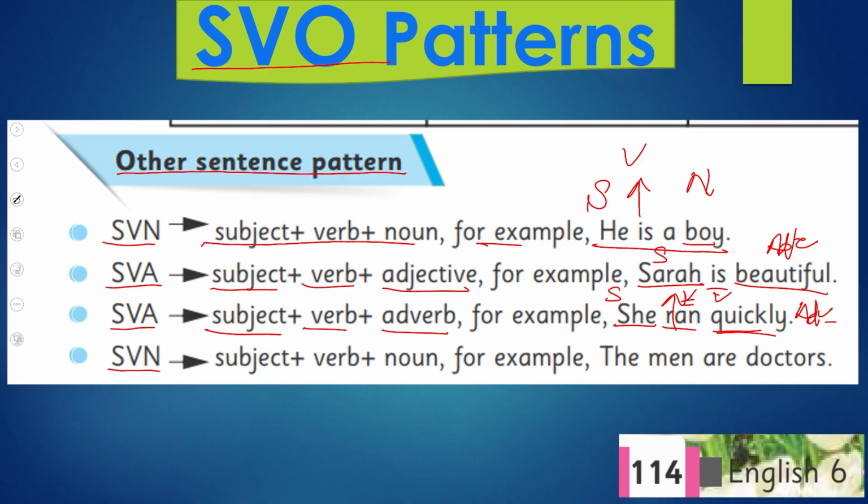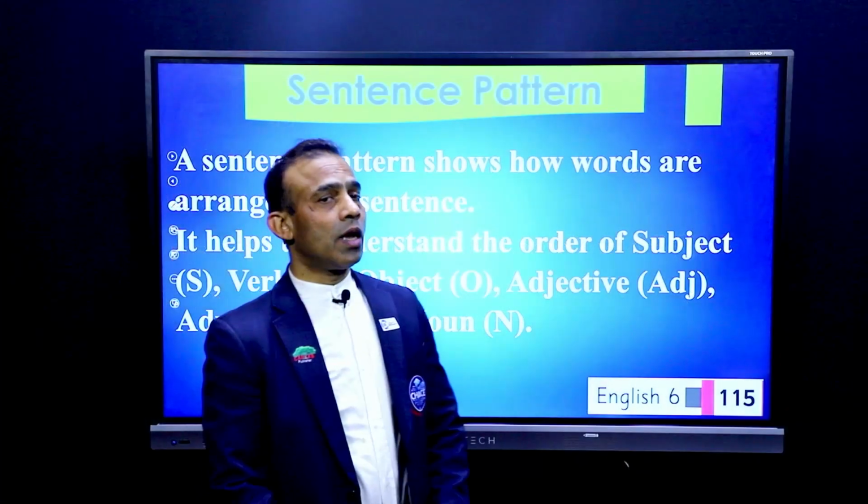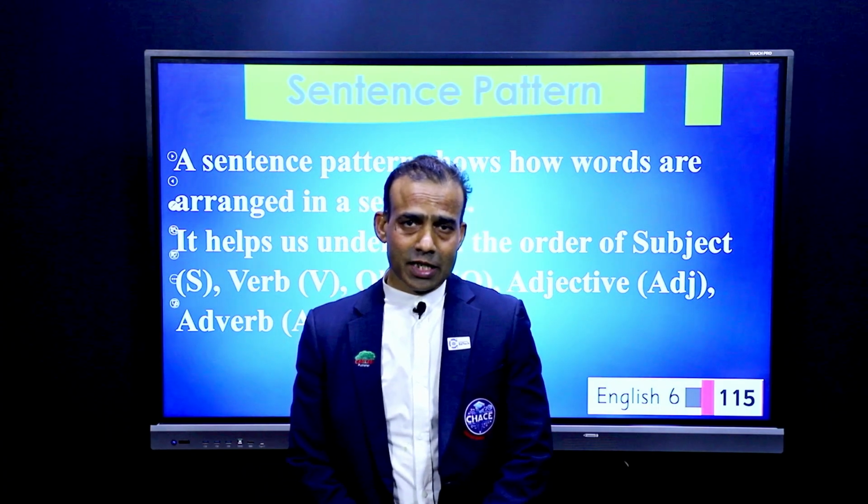Now SVN, subject verb noun. Once again, subject verb noun. For example, the men are doctors. The men is the subject, are is the verb, and doctors is the object or noun, you can say. Now let's move on. So these are the sentence patterns.